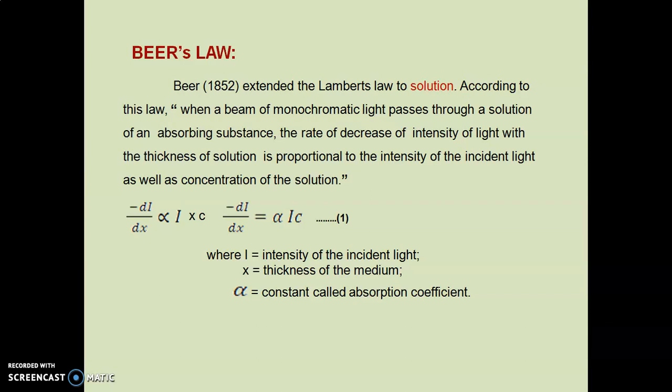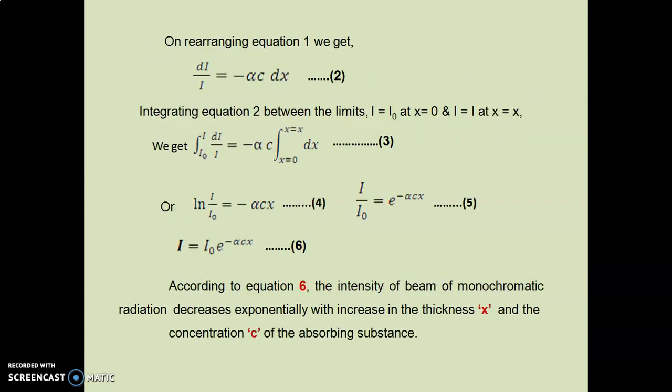So minus dI upon dx is equal to epsilon alpha into I into C. Now what is this I? I is the intensity of the incident light, x is the thickness of the medium, and alpha is the constant called absorption coefficient. On rearranging equation 1, we get dI upon I is equal to minus alpha into C into dx.